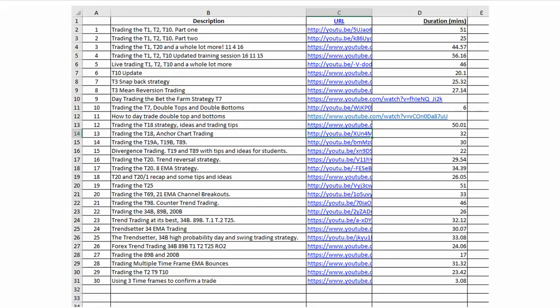Now I mentioned here, and under the strategies, you'll be able to go straight to that spreadsheet and say in this example where I'm recommending that you start with the 34B under strategy, you'll find a ton of videos there on the 34B. Okay, so there's a lot of videos there.